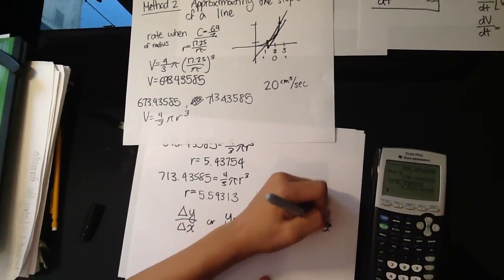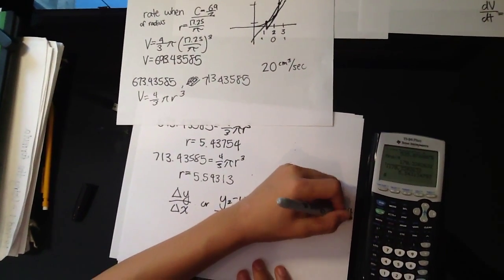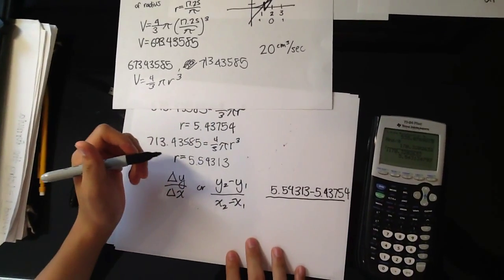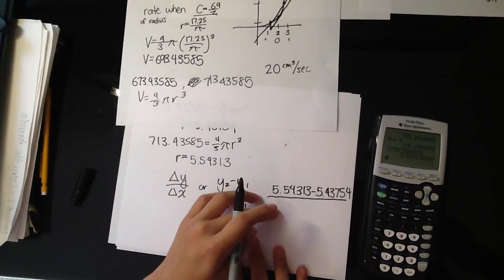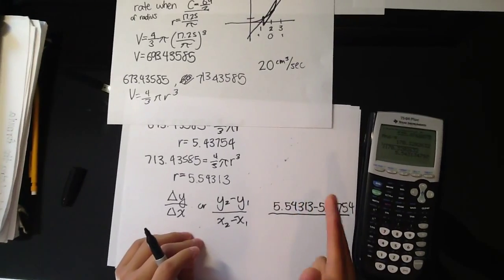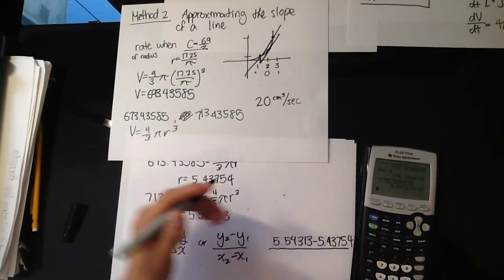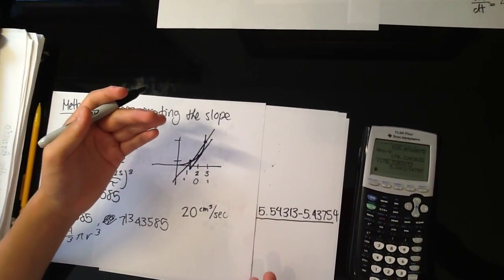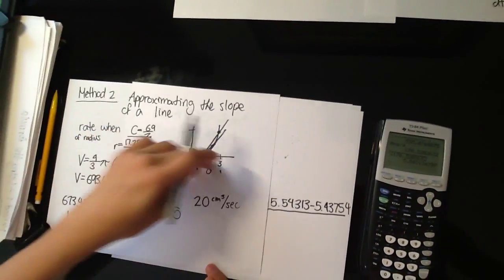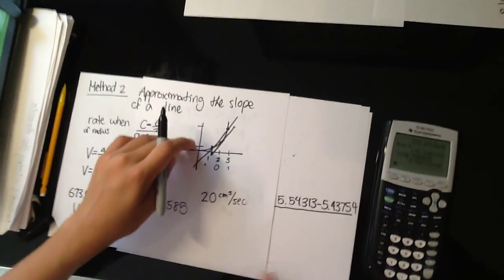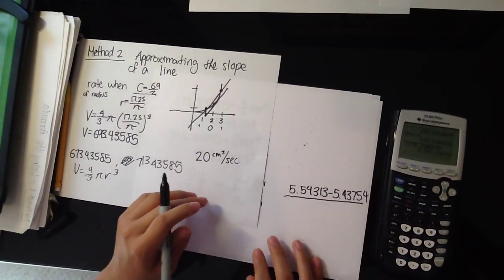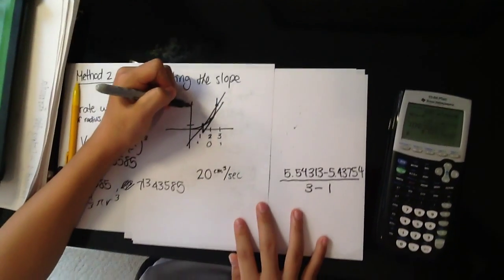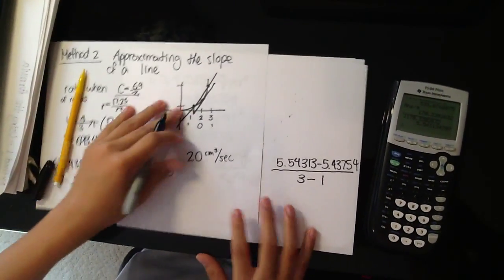5.54313 minus 5.43754, right? And you divide that by, let's say the time, it's at 2 seconds. It really doesn't matter because the difference is going to be the same no matter what position it is. It's just a horizontal translation. So let's just say it's 3 and 1, right? This is y2, y1, x1, x2.